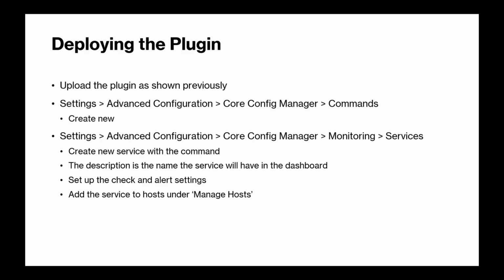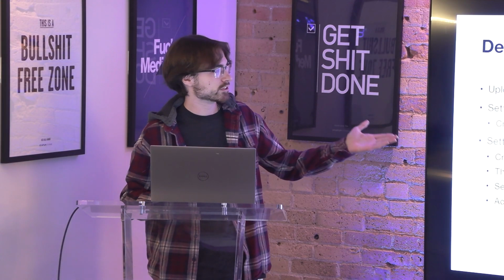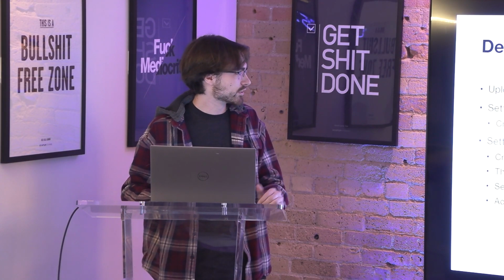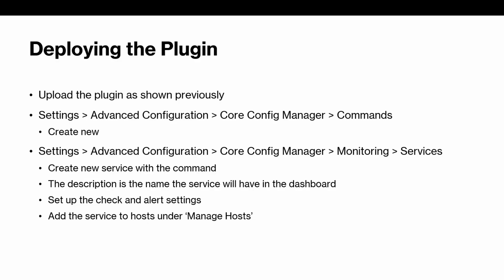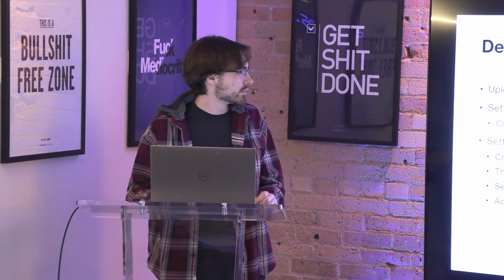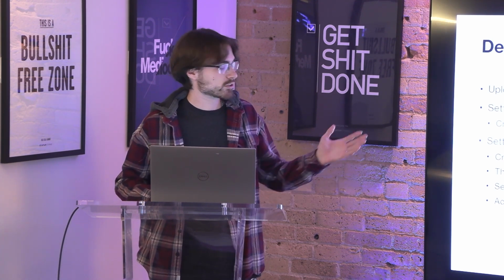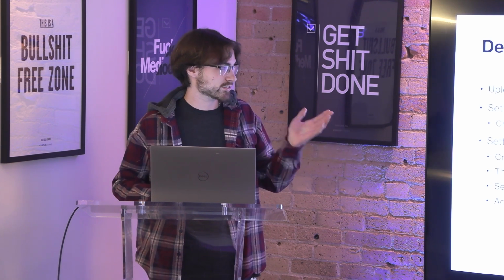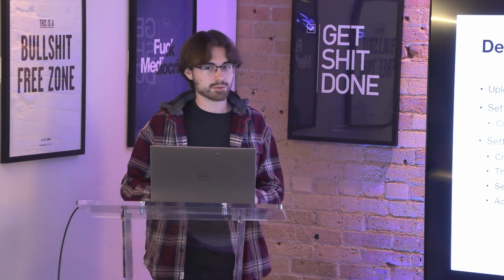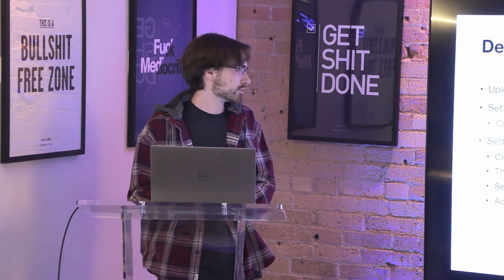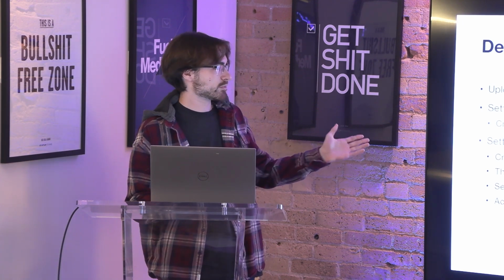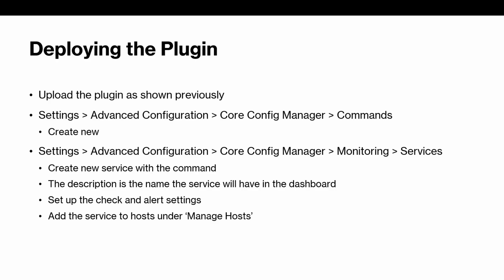To deploy your plugin, you can go to Settings, Advanced Configuration, Core Config Manager, Commands. Then you need to create your new command and specify arguments for it. To use the command, you have to go to Settings, Advanced Configuration, Core Config Manager, Monitoring, and then Services to create a new service that will utilize your command to run it on the host. The description that you set for the service is the name that the service will actually show under the host in the Nagios XI dashboard.